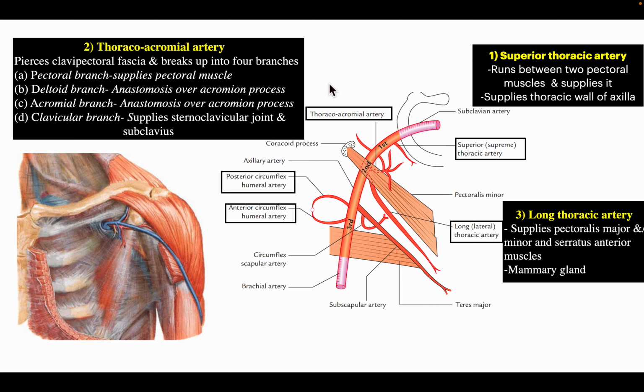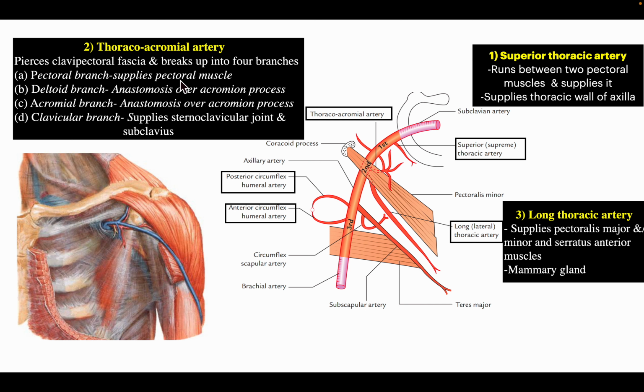The second artery is known as the thoracoacromial artery. So this thoracoacromial artery pierces the clavipectoral fascia, as you can see here in the diagram, and it breaks into 4 branches. So the 4 branches are the pectoral branch, deltoid branch, the acromial branch, and we have the clavicular branch. So the pectoral branch supplies the pectoral muscles, that is both the pectoralis major and pectoralis minor.